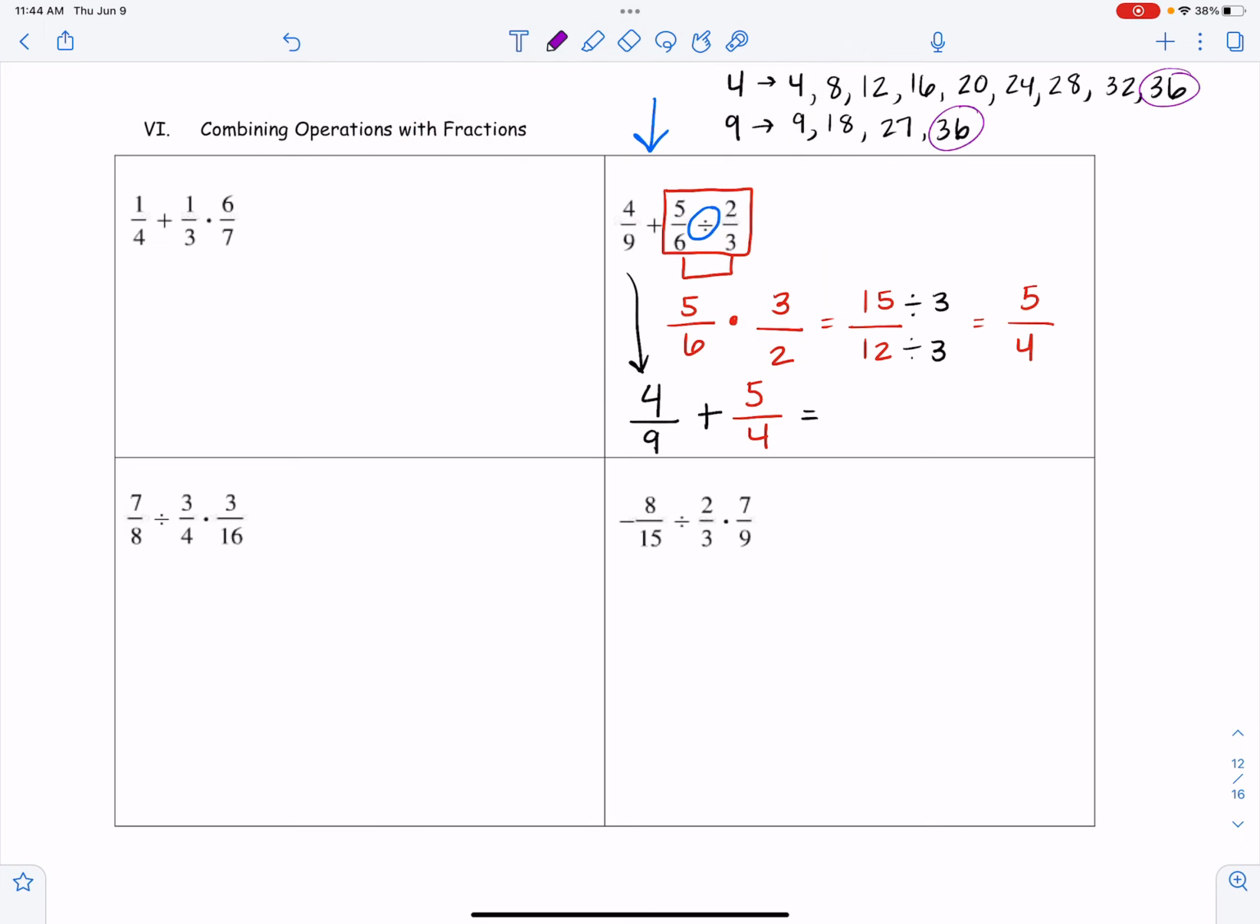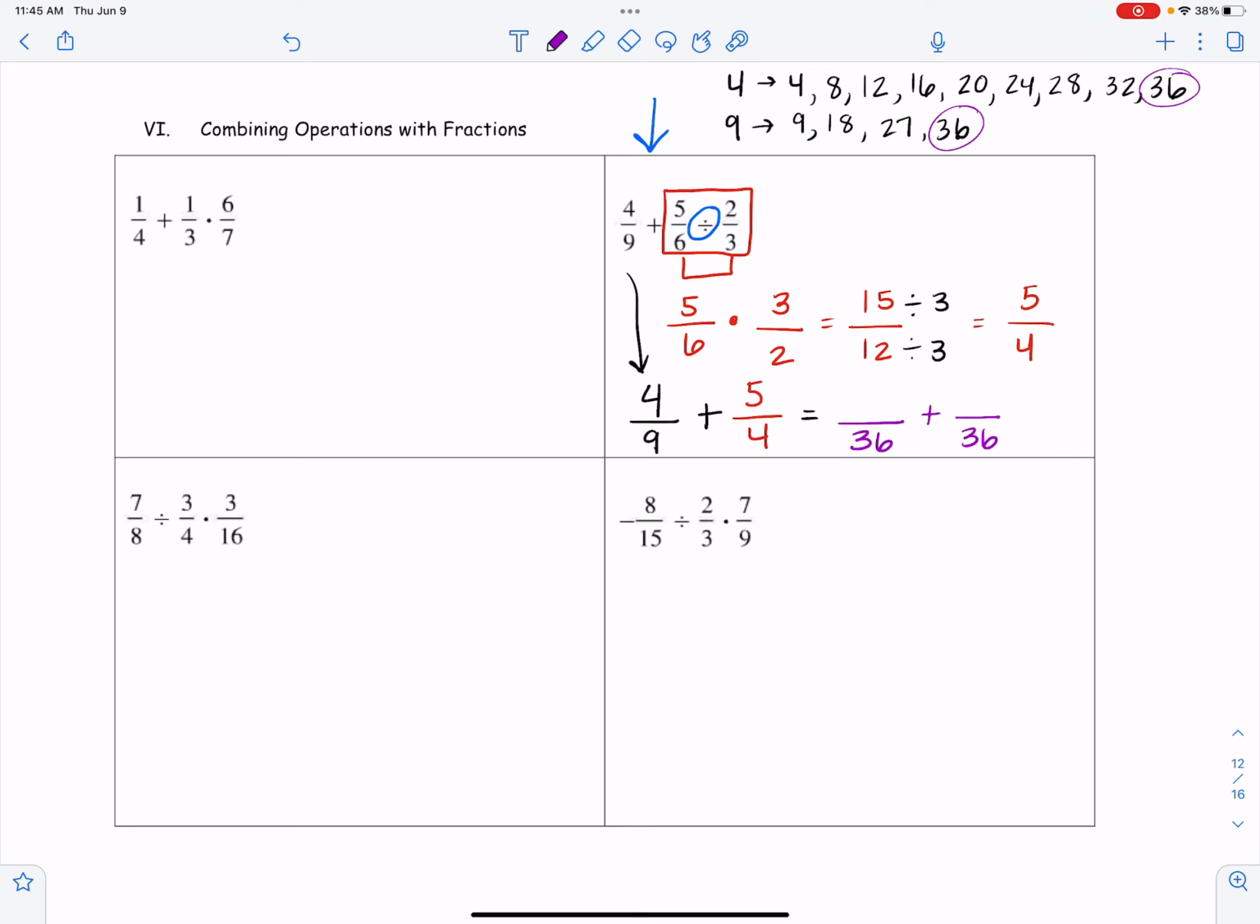Sometimes the best you can do in terms of a common denominator is the product of the two denominators, and this is one of those cases. If you can find something smaller, that's better to use, but if nothing else, you can use the product of the two denominators, which means I'm going to rewrite each of these with a denominator of 36.